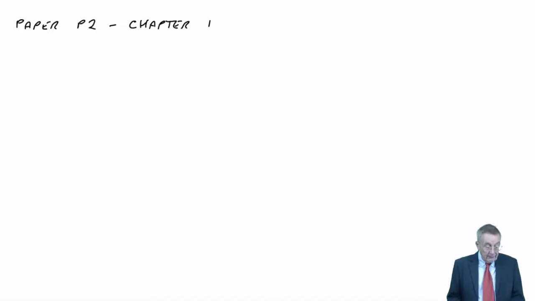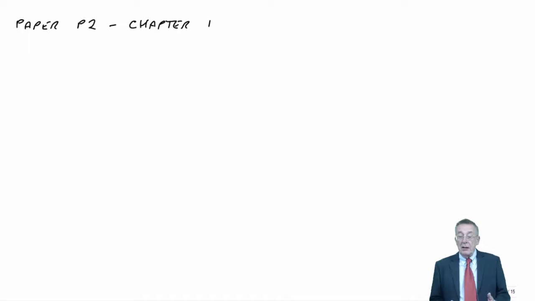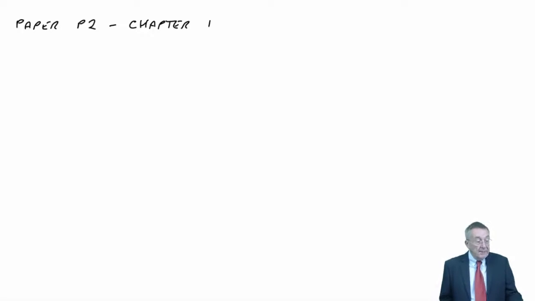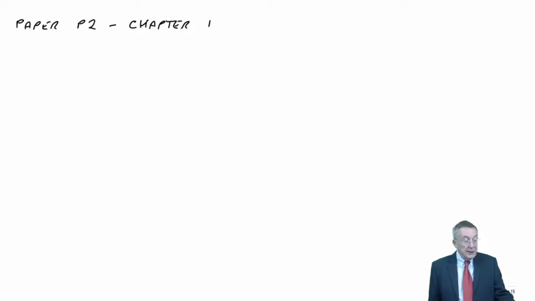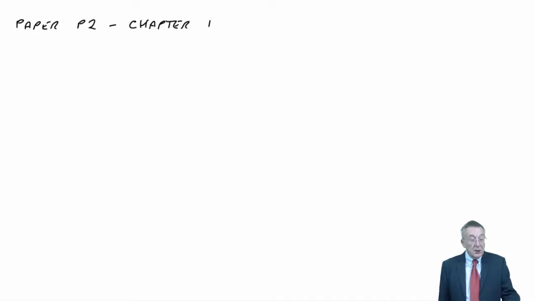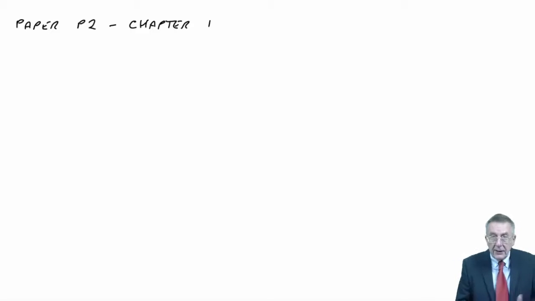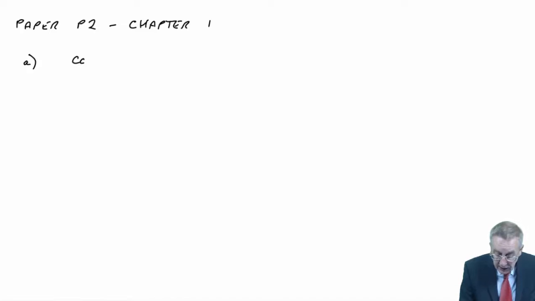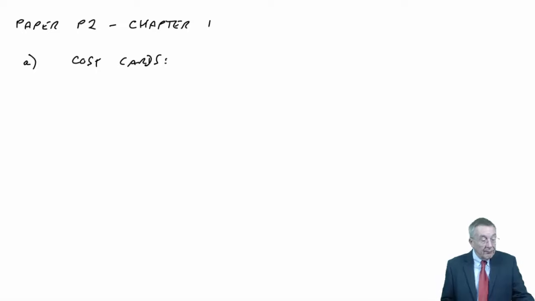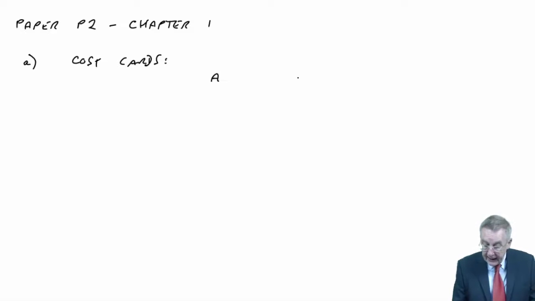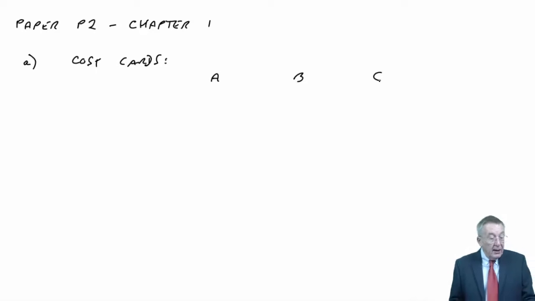Part A is what we call traditional costing. It says calculate the cost and hence the profit per unit, absorbing all the overheads on the basis of labour hours. So basic traditional absorption costing, nothing yet to do with ABC, but let's do it. Let's write up our cost cards with 3 products, A, B, C.